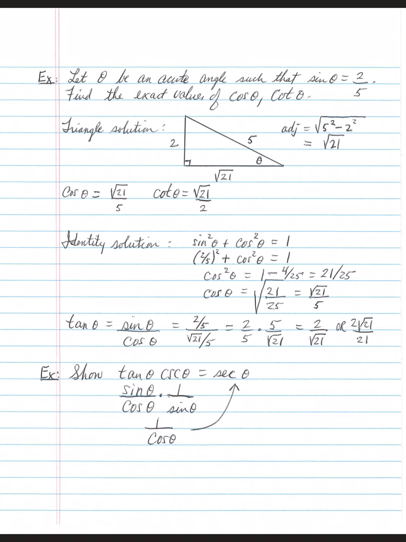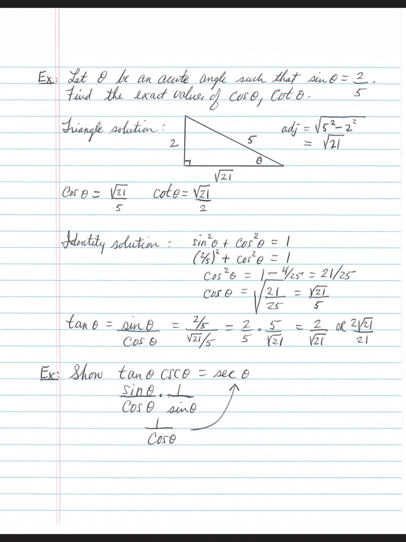Let theta be an acute angle such that sine theta is equal to 2/5. Find the exact values of cosine theta and cotangent theta. Sine theta is opposite over hypotenuse. Construct a right triangle. Mark a vertex with a theta. 2/5, that's opposite over hypotenuse.